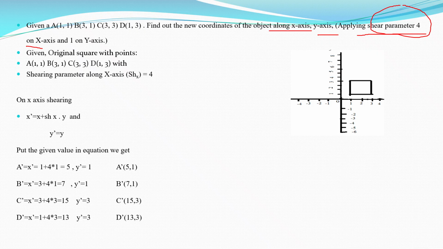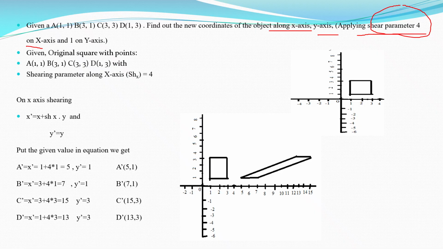A dash is 5 comma 1, B dash is 7 comma 1, C dash is 15 comma 3, D dash is 13 comma 3. Now put it on the graph. Look, this is the shearing of the object. How is it sheared? The shearing is on the x-axis with a value of 4, right? This is how we have to do the shearing on a given object's parameters. Okay, I hope this is clear.